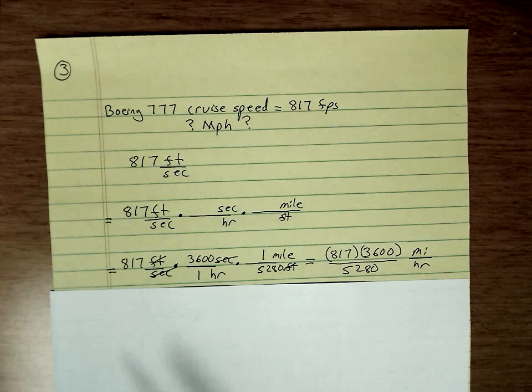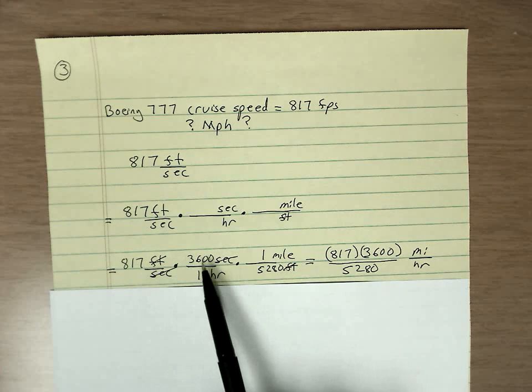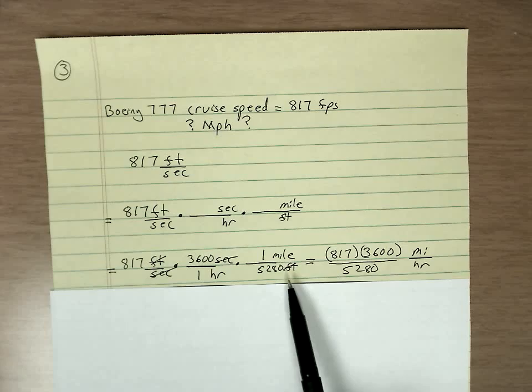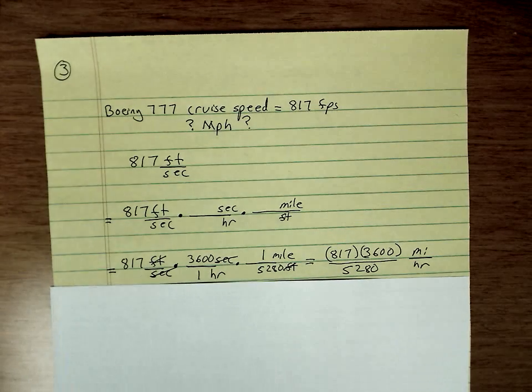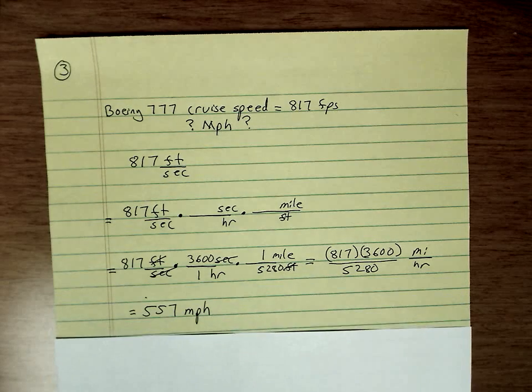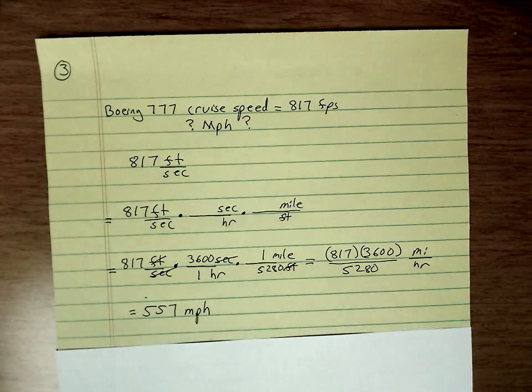And we simply perform the math that's left in the problem. 817 times 3,600 divided by 5,280. We'll at some point need to be more careful with parentheses on top and bottom to make sure the arithmetic is correct. And the answer is 557 miles per hour, so pretty darn fast.